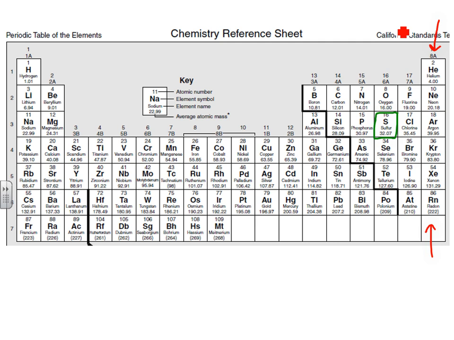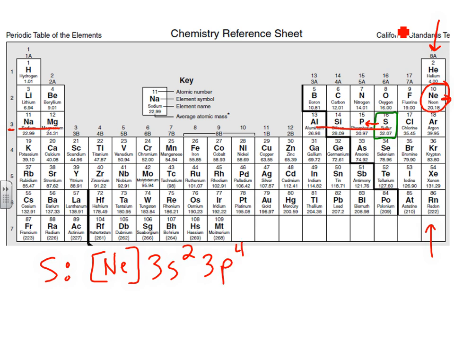So the rule says go back until you hit the previous noble gas. Now the previous noble gas to sulfur is actually neon. So we'll put neon in brackets for sulfur. This will be the configuration of sulfur. Go ahead and put neon in brackets. And then simply whatever comes after neon we'll have to consider and write down. So that's these two electrons, which are 3s2. And then these 4 electrons, which are 3p4. This is the configuration of sulfur, the noble gas configuration of sulfur.